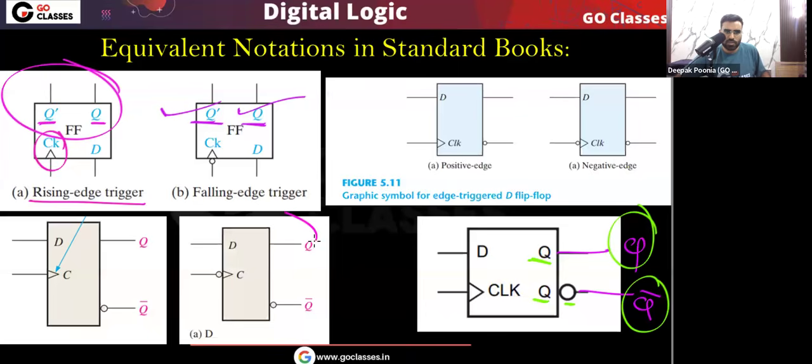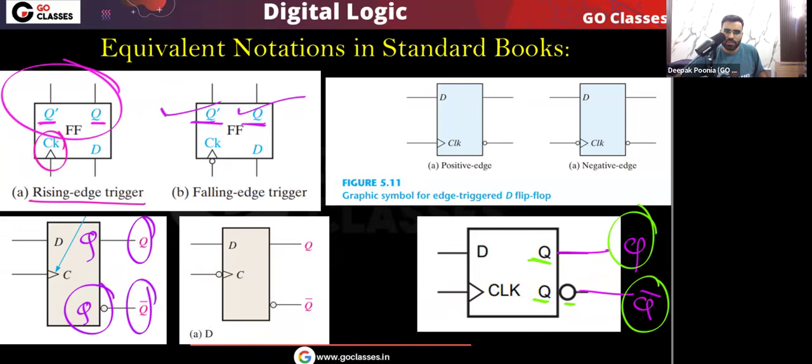And you can see this notation from the book Floyd, and here also there is no confusion, because notice they are saying that this is Q, and they are not writing anything here. They are simply saying that this is Q complement. It means this is Q, this is Q. Now Q followed by a bubble, that will be Q complement. So again, there is no confusion. This is Q, this is Q complement.